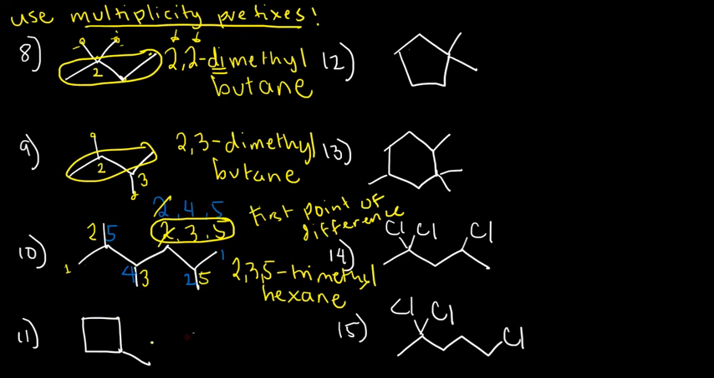For 11, we have a cyclic compound. We know that this has 4 carbons. All of them are single bonded. But to indicate that this is a ring, you have to put the prefix cyclo. And note that this is only cyclobutane. We have a methyl here, so you should write methylcyclobutane.